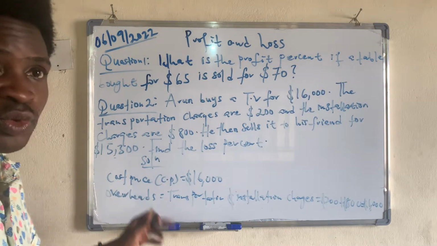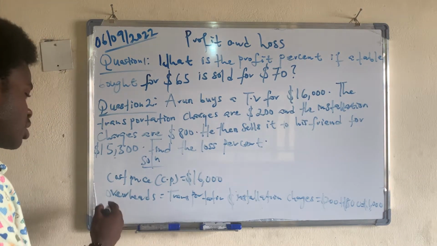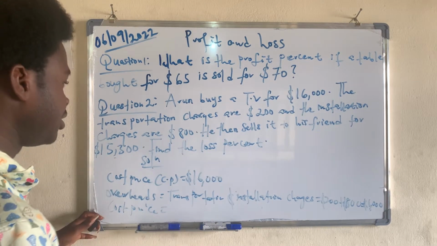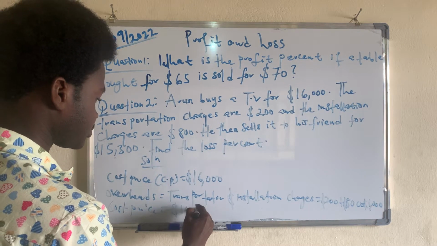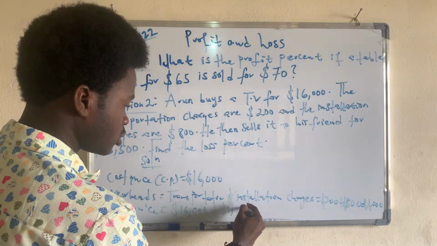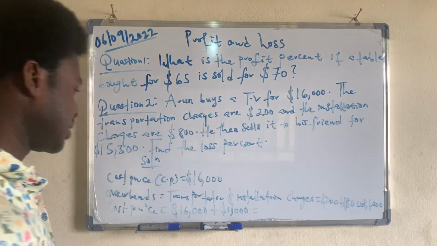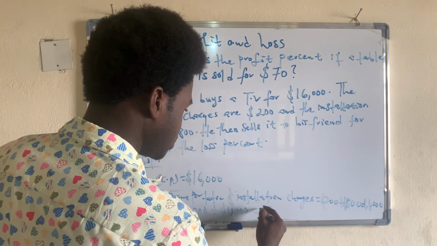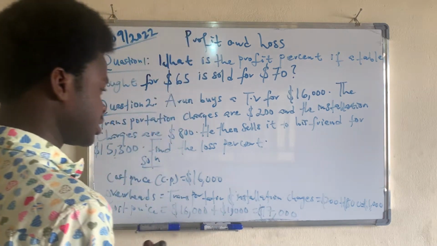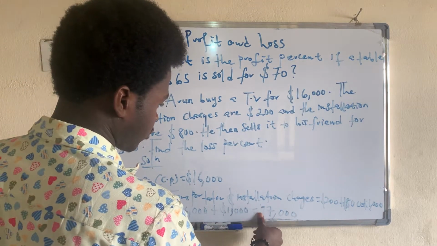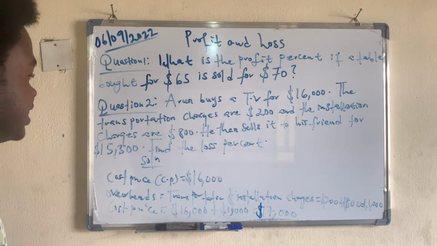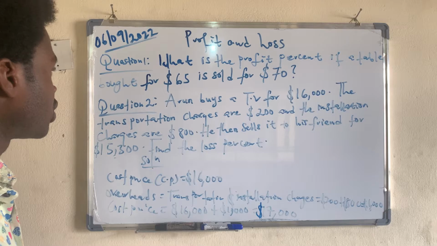So our overheads will be added to our cost price. That's the total cost price. Our cost price will now be $16,000 plus the overhead, which is $1,000, and that is simply $17,000. Okay, so this is our new cost price.